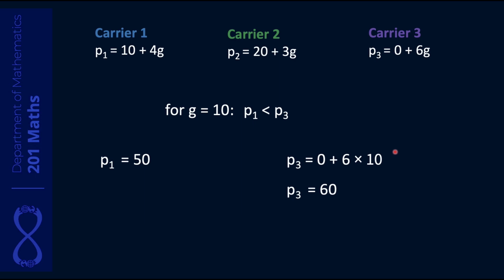So carrier 1 is cheaper for any quantity of data greater than 5 gigabytes. Once we know that, we also know that below 5 gigabytes, it's going to be the other way around. Carrier 3 is going to be cheaper than carrier 1 for any data consumption smaller than 5 gigabytes.